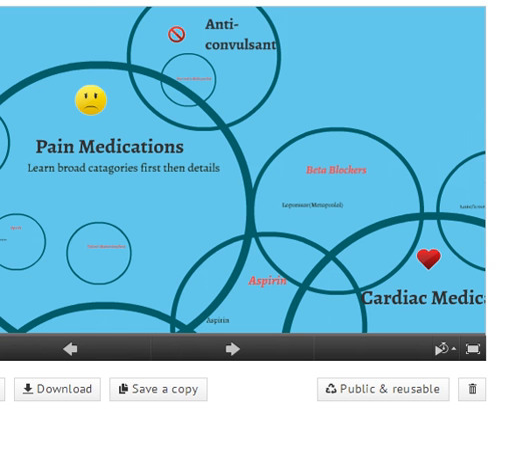So use the systems that your brain works best with: pictures, colors, graphs.